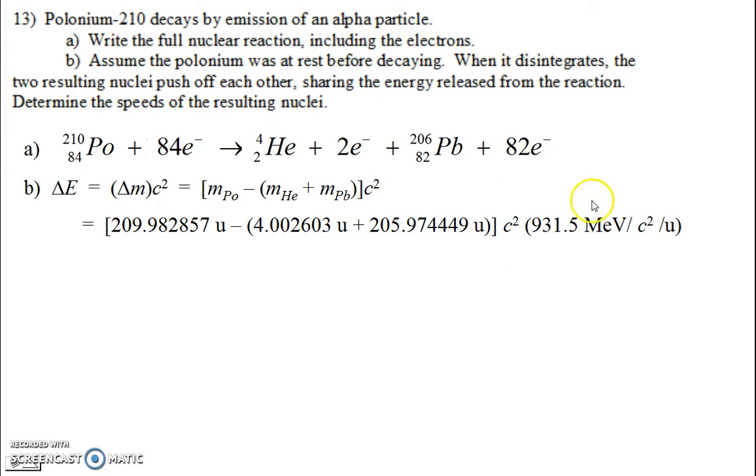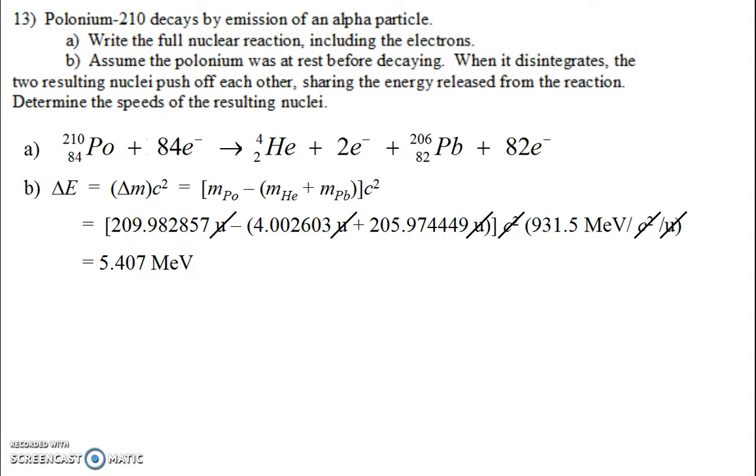Let's remember, we're going to use our 931.5 mega electron volts per c squared per u conversion factor. We use this so that it gets rid of c squared. We don't have to ever multiply by c squared. Gets rid of all of our units of u, atomic mass units. And when we carefully put all the numbers in, we should be getting 5.407 mega electron volts. But that's not the end.